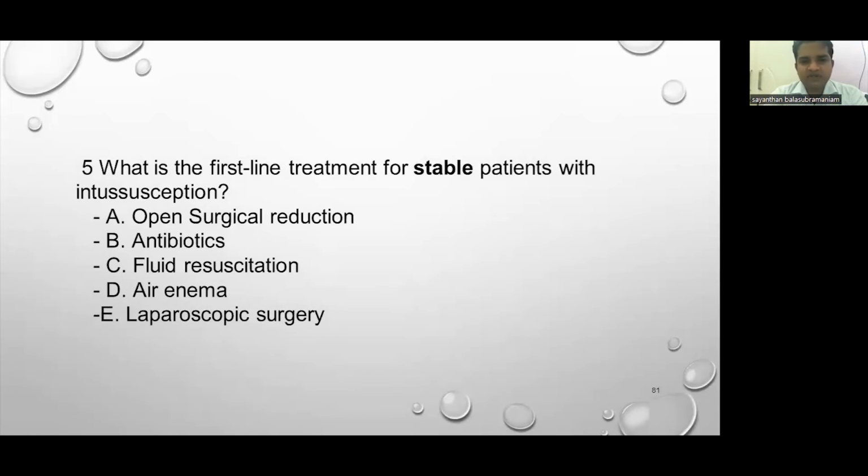Again, one question I have given to you earlier. This is a stable patient with intussusception. How will you manage? What's the first line treatment? I am just asking about treatment. So here, we don't want to do open surgical reduction. Antibiotics are not necessary unless there is perforation. Otherwise, we don't want to give antibiotics. Fluid resuscitation is important, but that is not a treatment. That is a resuscitation part only. Air enema is the answer, because they want to try with the air enema first. Laparoscopic surgery is a late treatment. So for first line treatment, this answer focuses mainly on air enema.